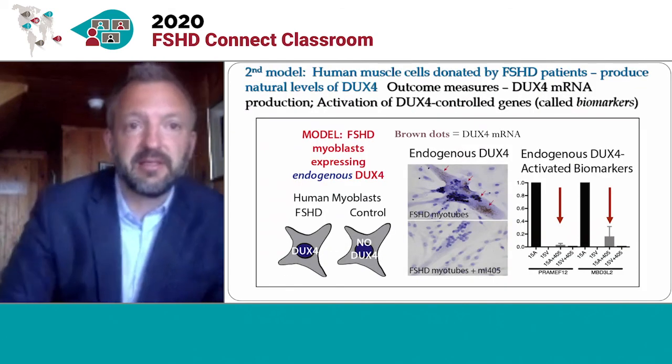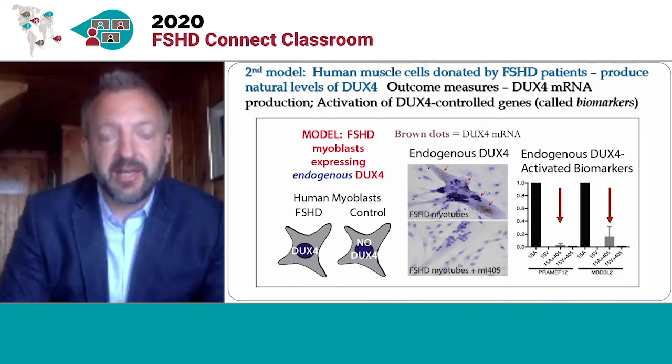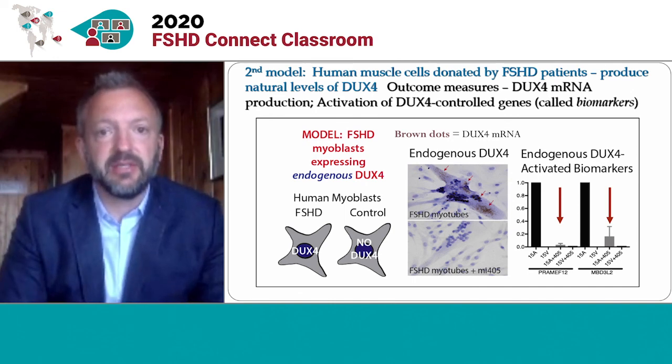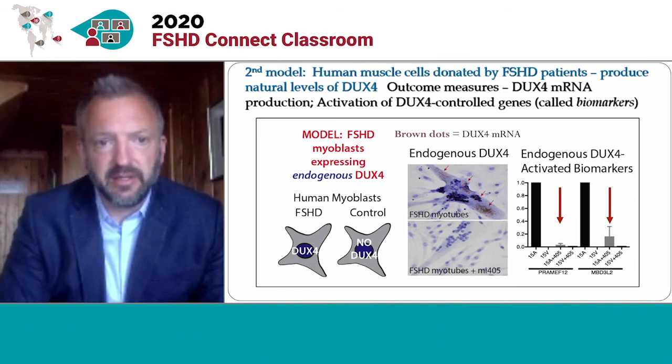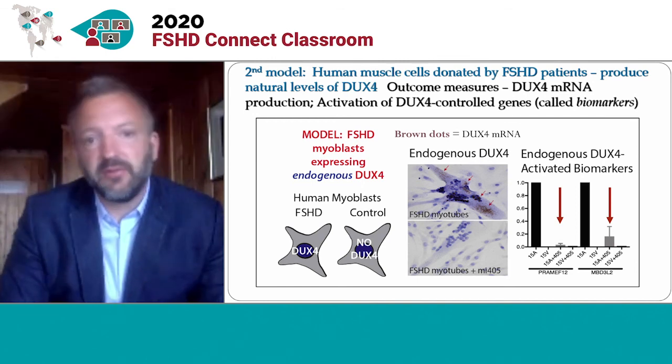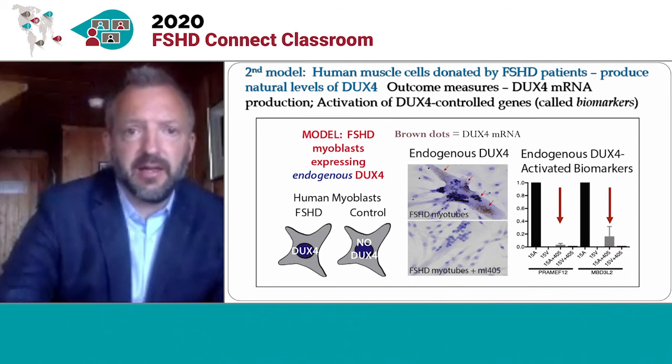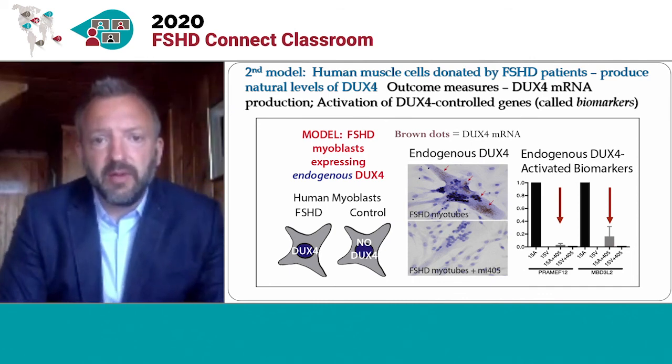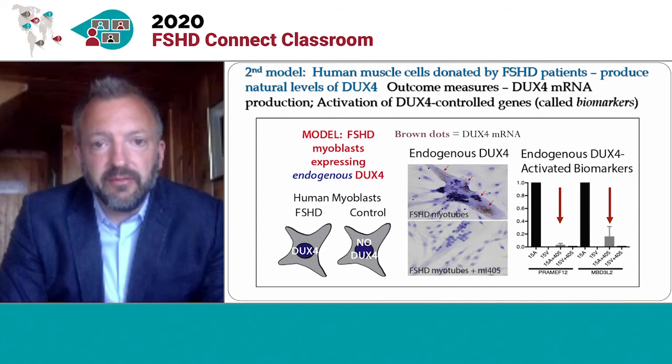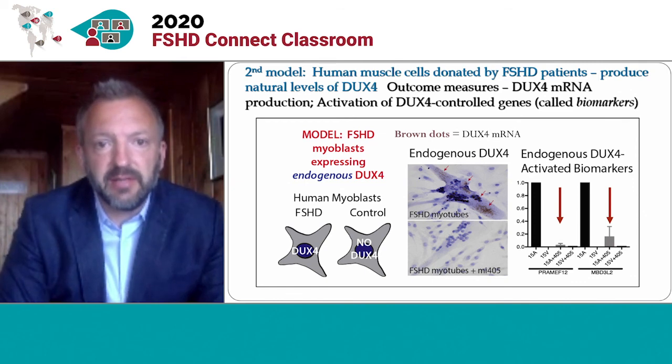So we next asked, what if we put this in actual muscle cells from FSHD patients? What happens? So we have myoblasts that we acquired from other collaborators in the FSHD field. Some express DUX4, some don't. And in the center panel, we have an example of some muscle cells from patients, and we can detect DUX4 messenger RNA in those cells. All the brown dots there, which were pointed out by red arrows in the center top, that is DUX4 messenger RNA.